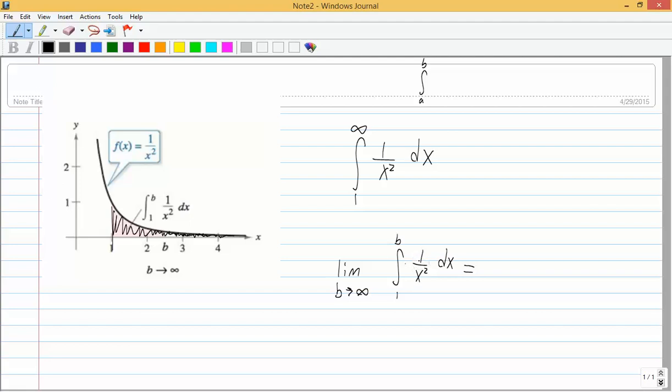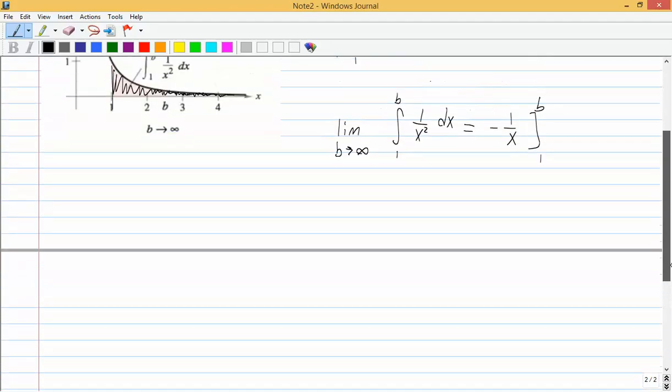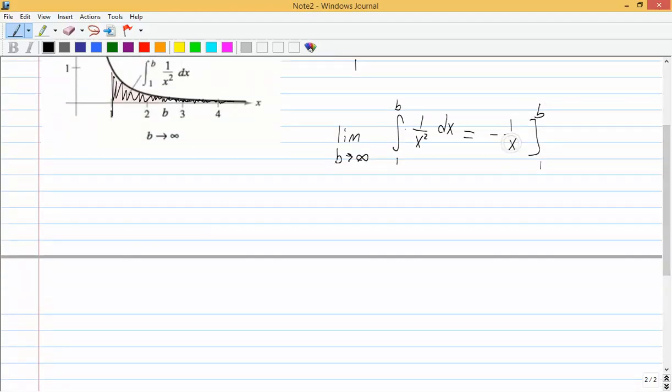So how do you integrate x to the second? Well, think about that like it's x to the negative 2, right? So you add 1 to the power and you divide by the new power and you get what? Negative 1 over x. And we're going to evaluate that from 1 to b. And remember, we're letting b approach infinity. But I can just work this out and plug in a b.